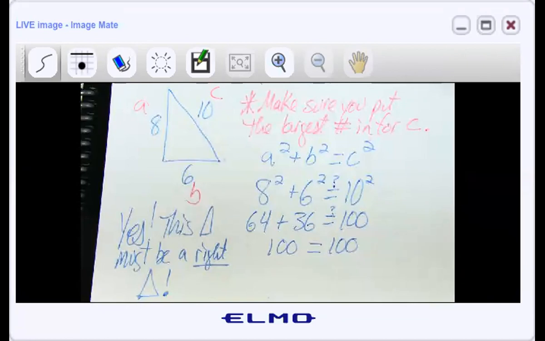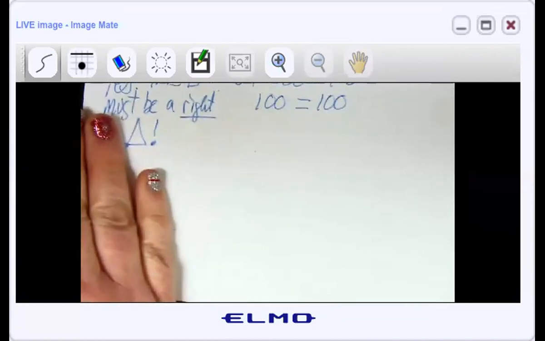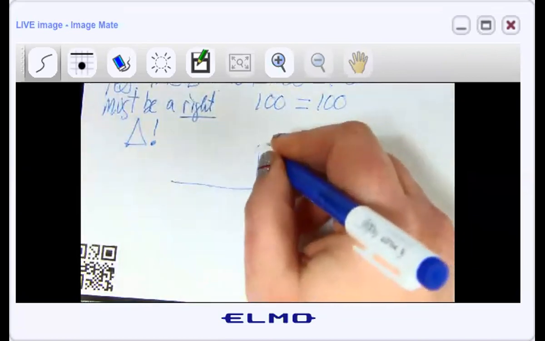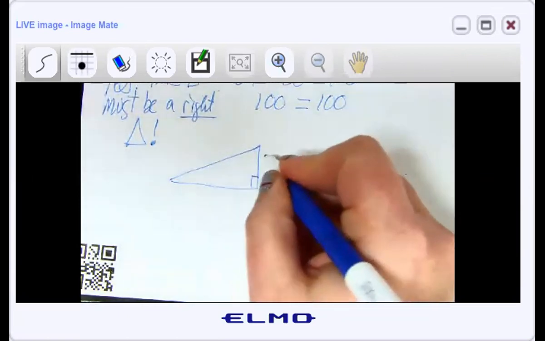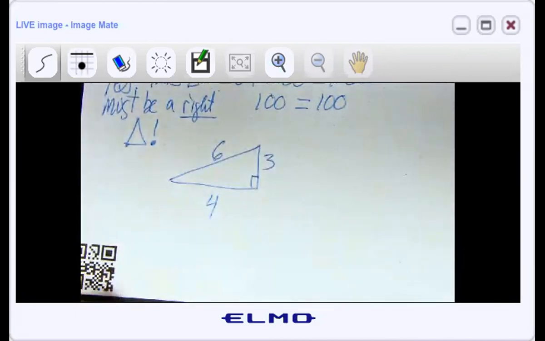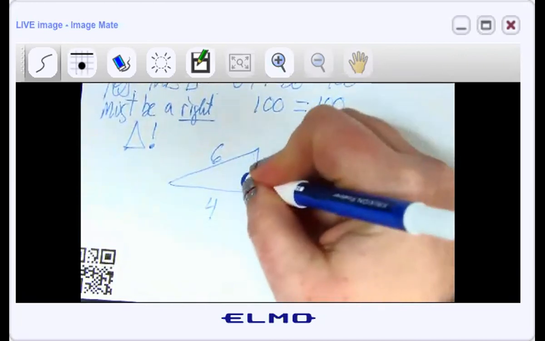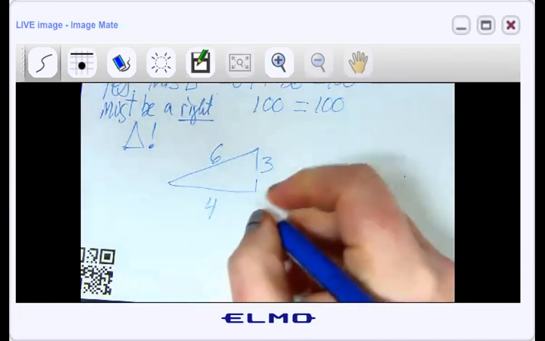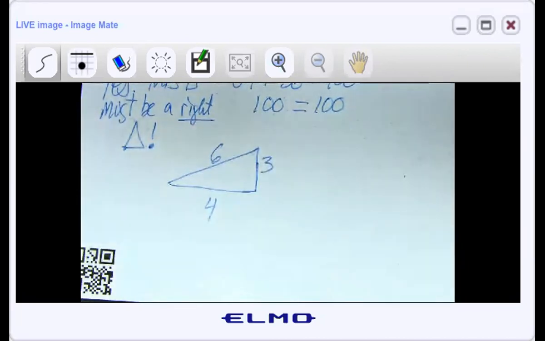So let's try another one. I'm going to zoom down a little bit. Let's say we did one like this. And this time I told you the sides were, let's do 3, 4, 6. Okay. Oh, why did I put a right angle there? I don't know that it's a right angle, silly goose. What am I thinking? Okay, so I have this random triangle. Those are my three side lengths, 6, 4, and 3. So if I want to test, is this a right triangle?